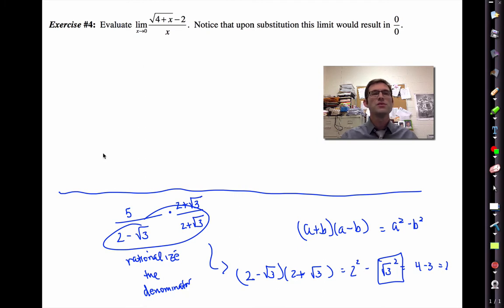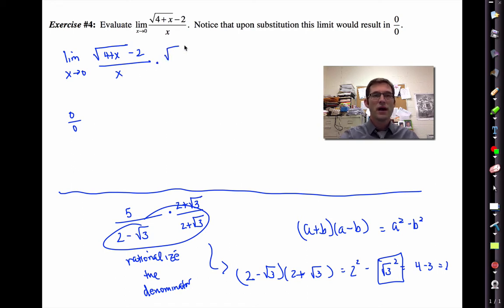Strangely enough, we're not going to use that at all. What we're going to do is rationalize the numerator. Now, I would like to point out, again, that if you substituted x equals 0 in here, you would get a 0 divided by 0 scenario. Take a look. You'd have the square root of 4 minus 2, which would be 2 minus 2. That would be 0. And then, of course, the denominator is also 0.